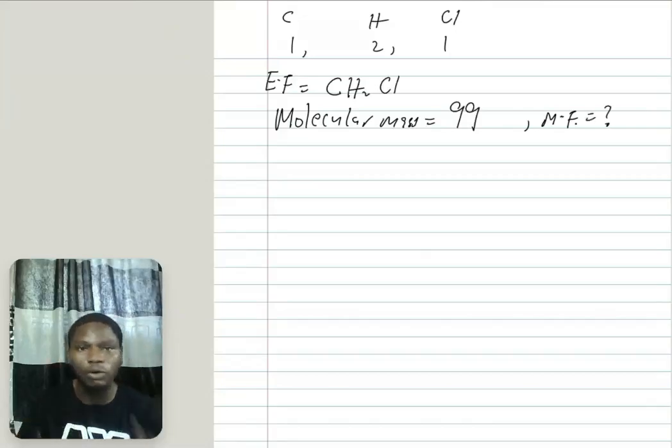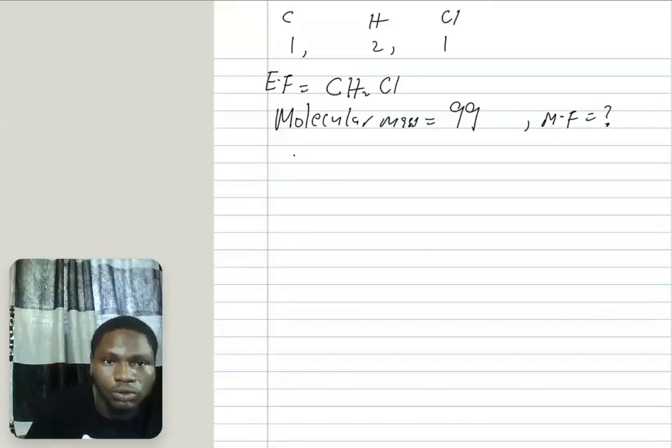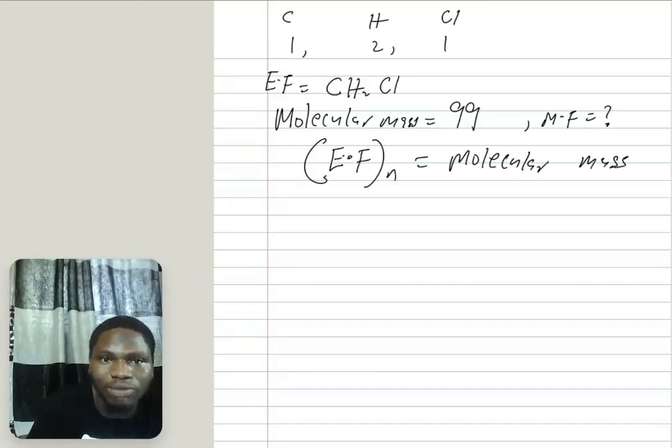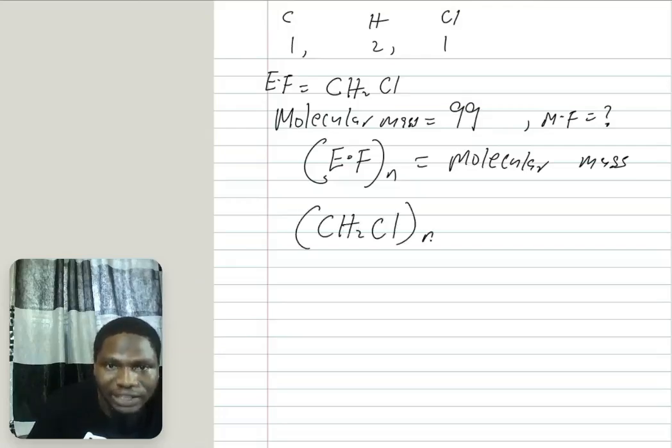If you want to find the molecular formula, guys, look at the step. It's always the same for all of them. You will do it like this: empirical formula times N equals molecular mass. Have this in your mind. So what's my empirical formula? Put it here, CH2Cl, then you bracket N equal to the molar mass you are given, 99.